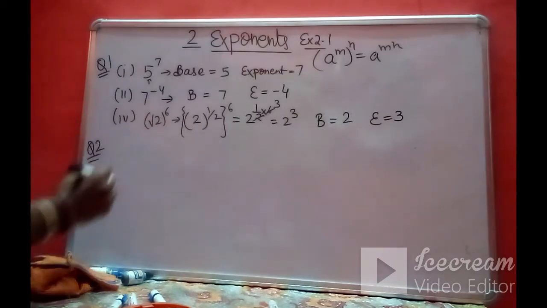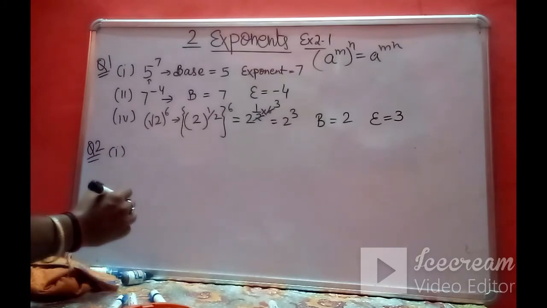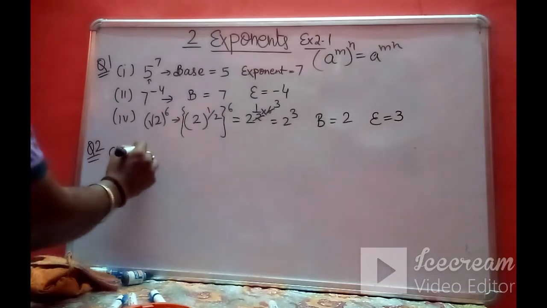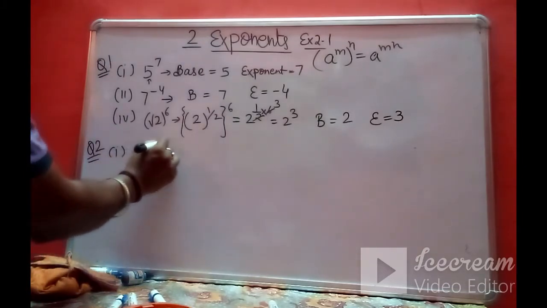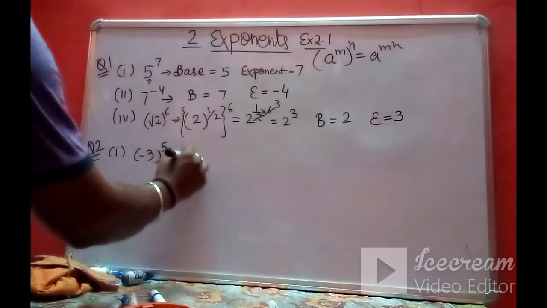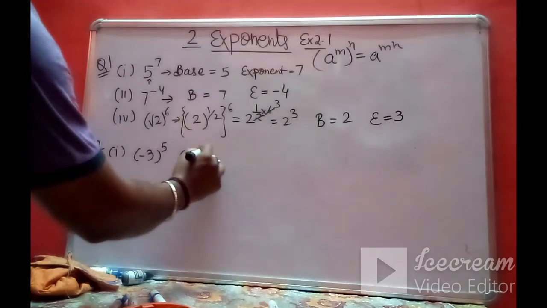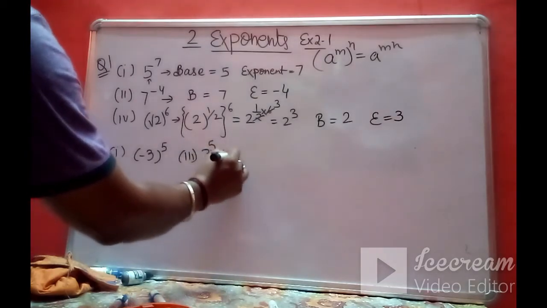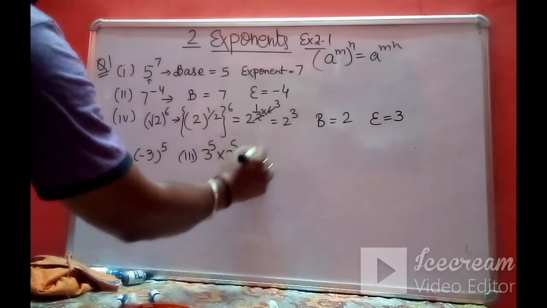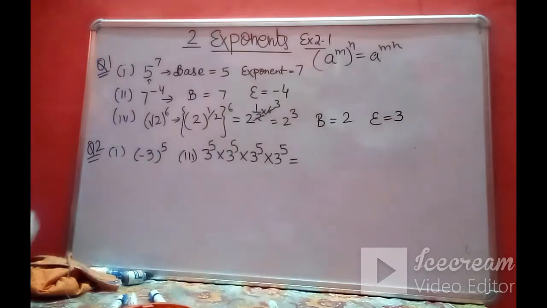Similarly, in the first question, minus 3 is written how many times? 5 times. So we will write it as minus 3 to the power 5. Then in the third question, 3 to the power 5 into 3 to the power 5 into 3 to the power 5 into 3 to the power 5. Okay, so we have to write it in exponent form.